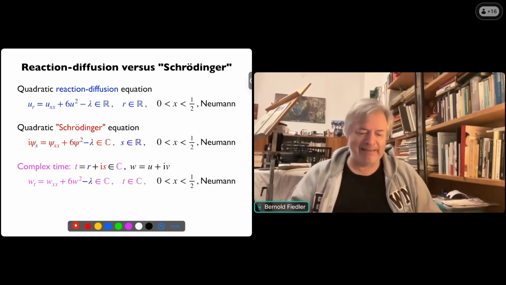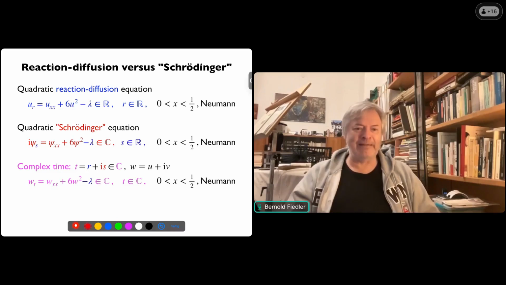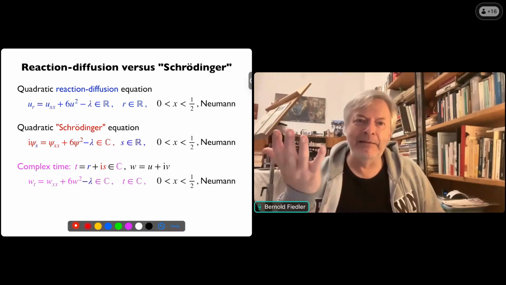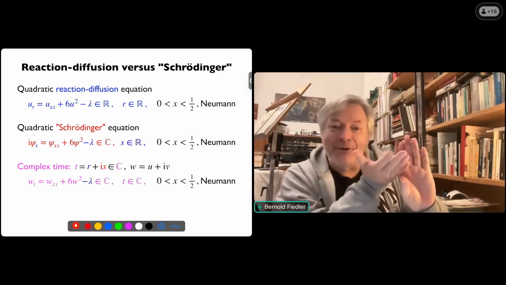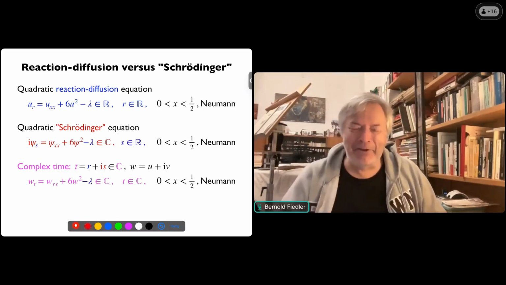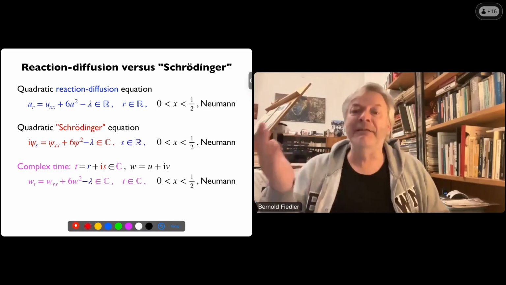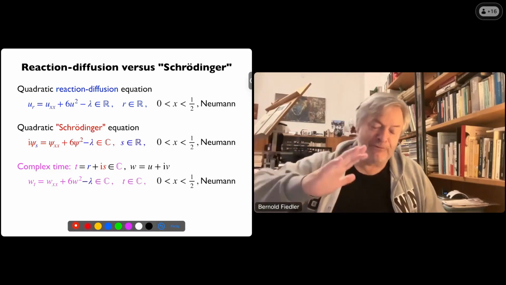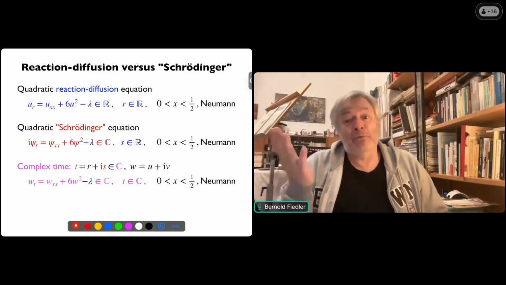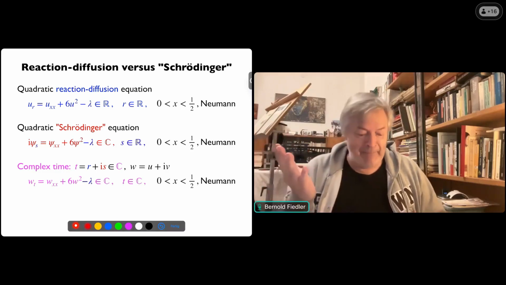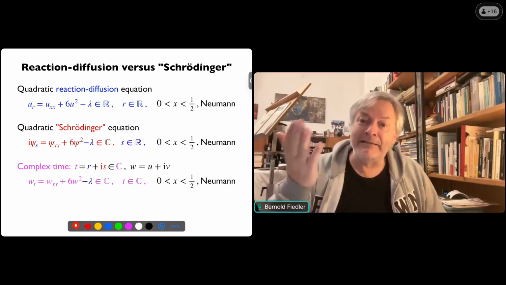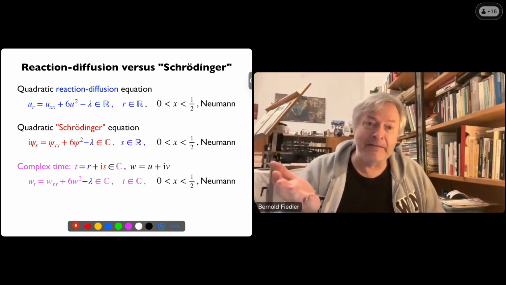And in complex time, if I look in complex time, then these are two sides of the same medal, or perhaps perpendicular sides of the same cube, because in complex time, I can write these equations and they become the same. Except, of course, for the Schrödinger equation, if I want to proceed in imaginary time, I better admit complex arguments, complex variables psi.